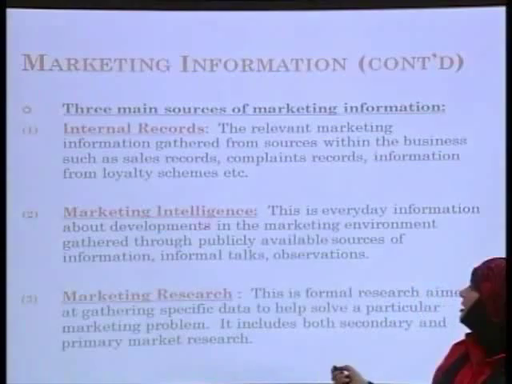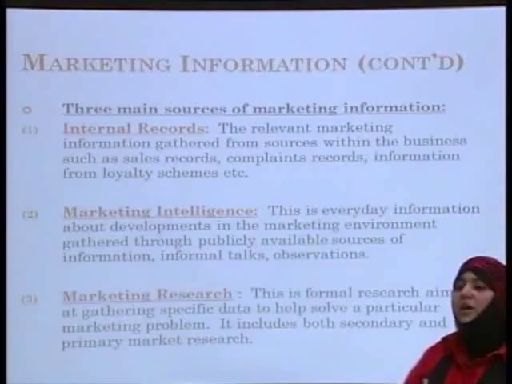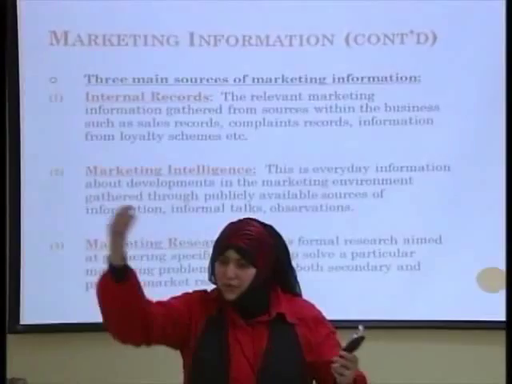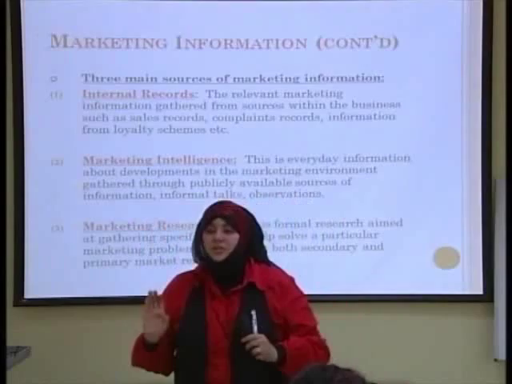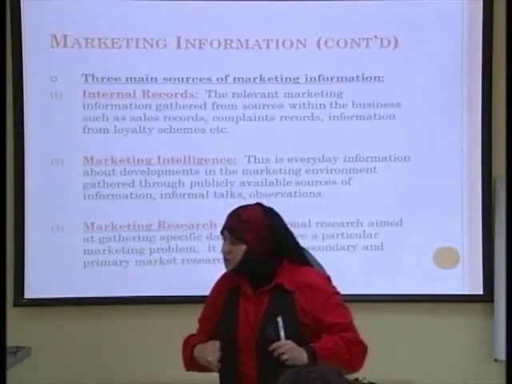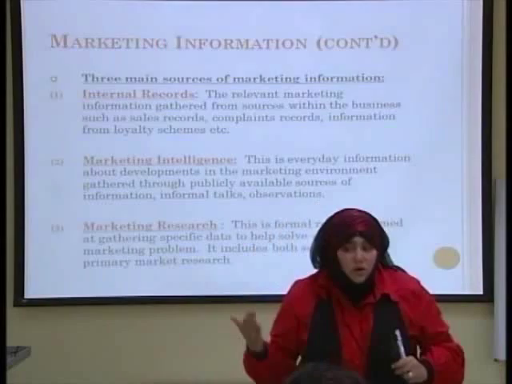The second source is marketing intelligence. This is everyday information about developments in the marketing environment gathered through publicly available sources of information and some informal talks, observations, and so on. This is what we mean by informal. So in marketing intelligence, you can do this formally through formal sources like the reports published by different governmental agencies about the population structure, about the growth in some economic sectors in the country, and so on. And you can get some information through informal talks with a sample of customers, with some businessmen, with competitors sometimes, and so on.